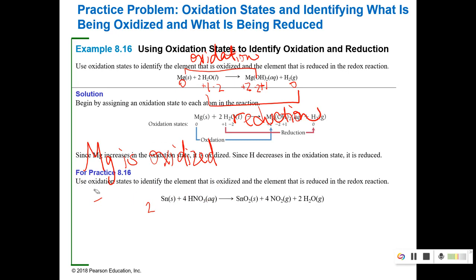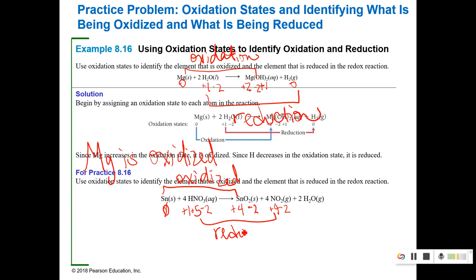All right, let's do another one. Tin is 0. -2 plus 4. So we can see already tin went up, oxidized. -2 plus 1 plus 5. -2 plus 4. So here we can see nitrogen is reduced. They do have to have both oxidation and reduction unless it's a half reaction.